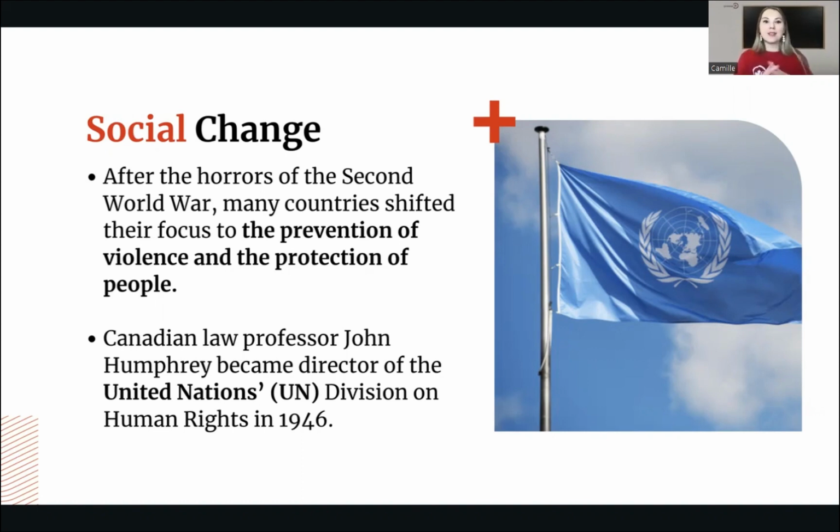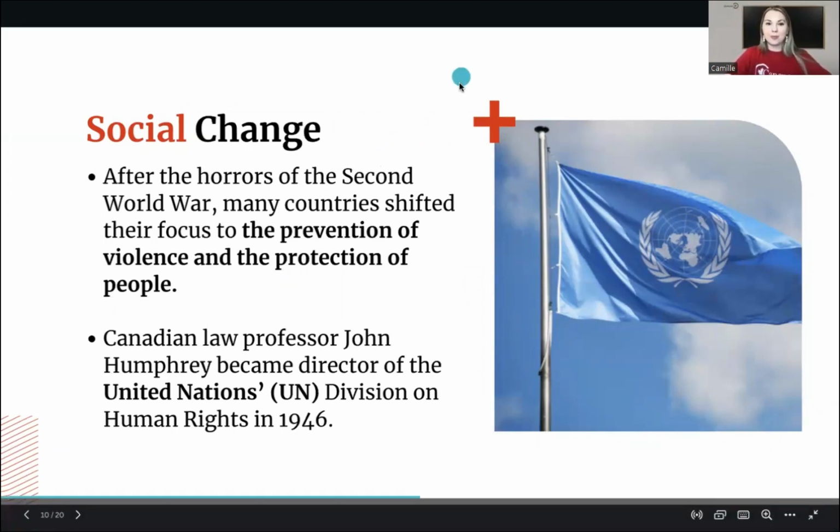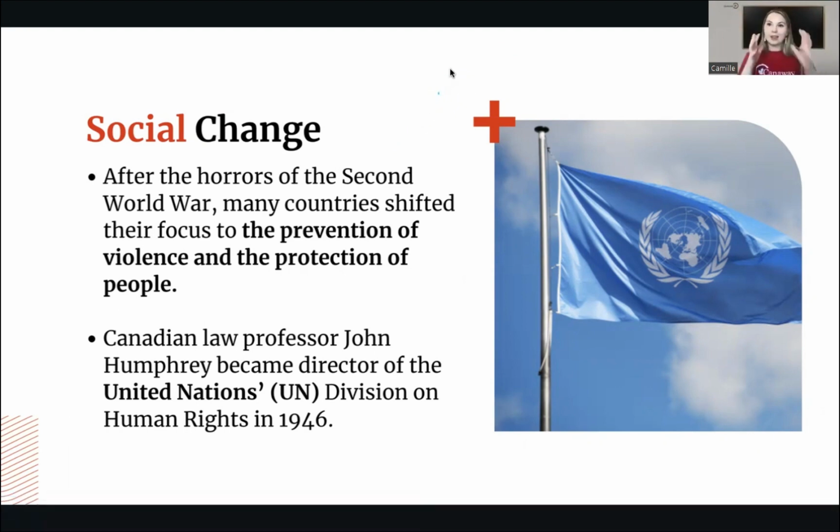So after the horrors of the Second World War, many countries shifted their focus to the prevention of violence and the protection of people. Of course, this makes sense because the Second World War is centered around Nazi Germany, where many individuals, Jewish people, gypsies, gay people, lost their rights. So after the Second World War, many countries looked at what happened in Germany and thought about how they need to protect their people and prevent violence from happening to them. That is where we're going to take our conversation today, how this prevention went in.